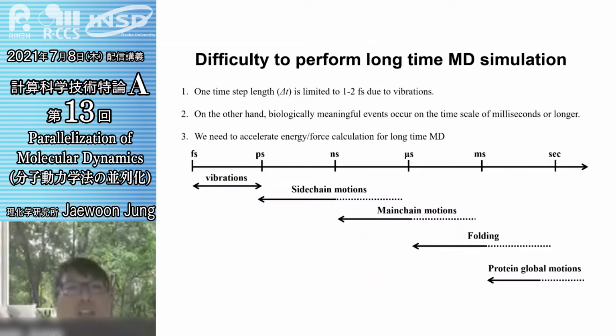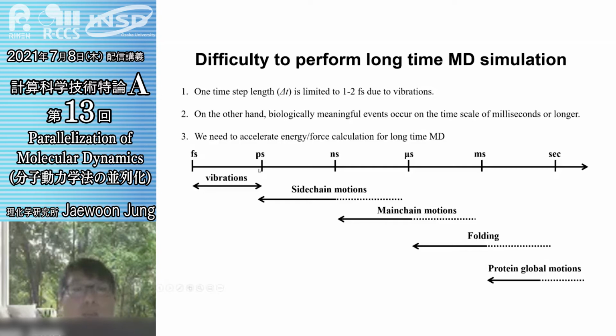In MD simulation, in fact, the problem is the time step is too small. In the case of all-atom MD simulations, one time step delta t is limited to just 1 or 2 femtoseconds due to vibration motions. On the other hand, many biologically meaningful events occur on the timescale of milliseconds or even larger. To obtain MD simulations on these timescales, we need to accelerate energy and force calculation.